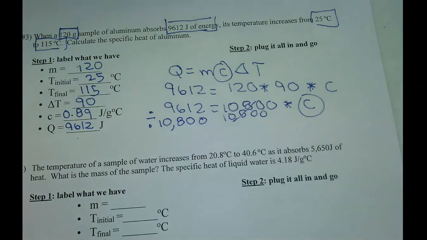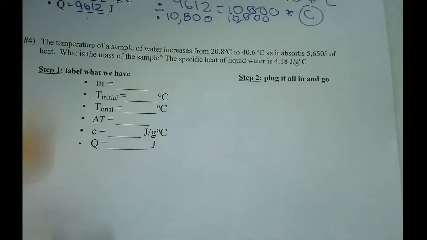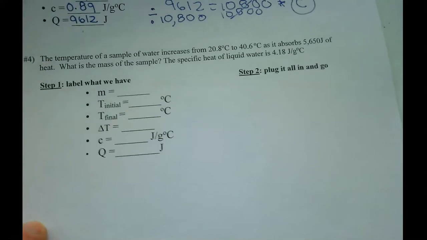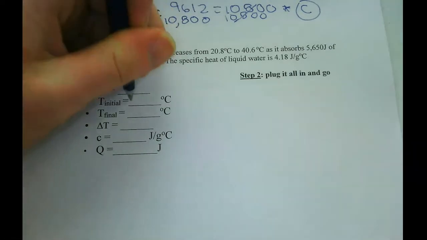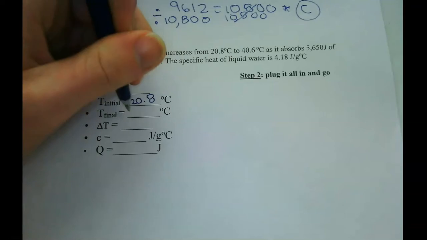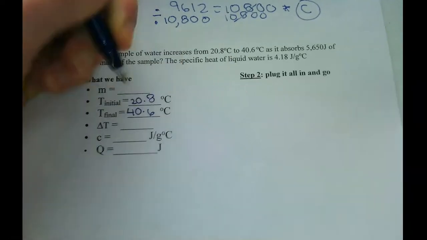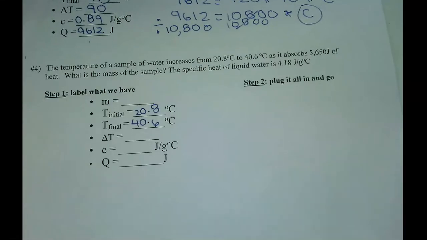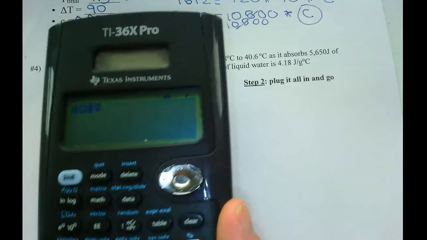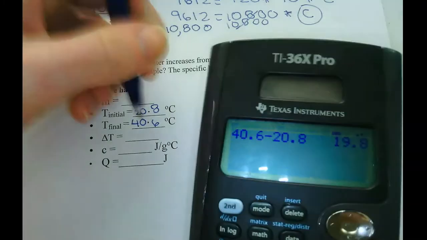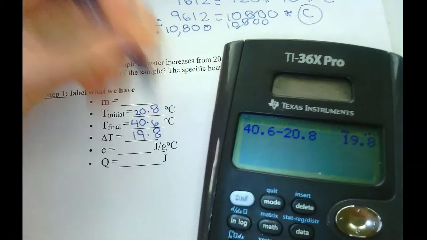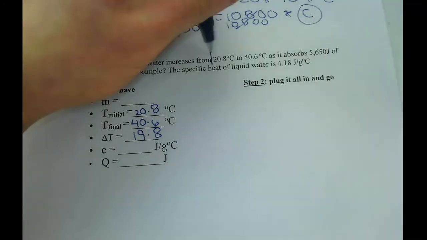All right, and one more example. Okay, the temperature of a sample of water increases from 20.8 to 40.6. So my initial is 20.8, my final is 40.6. So I'm going to do my change, my final minus initial, so I'm going to say 40.6 minus 20.8. That is equal to 19.8. Okay, so got that part.